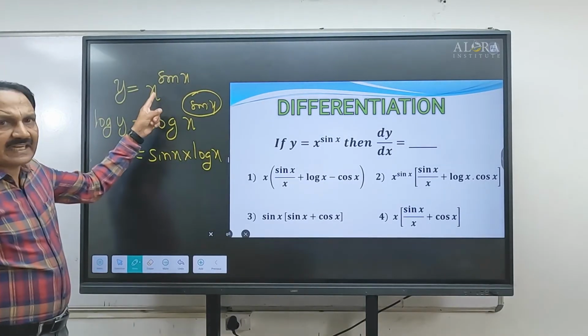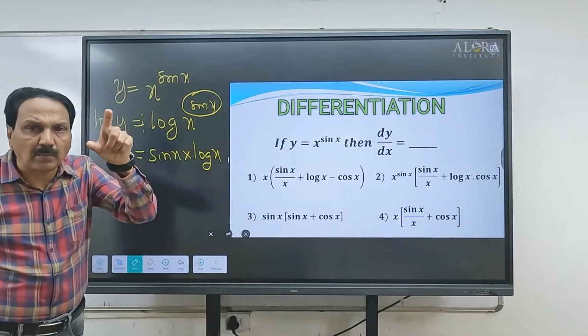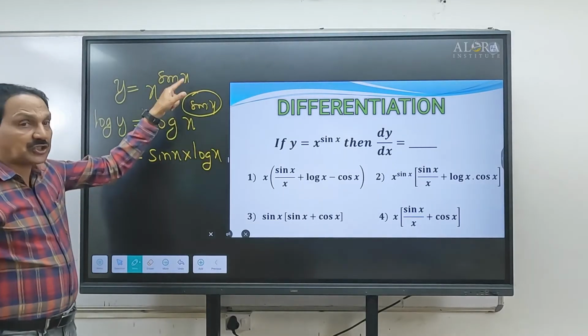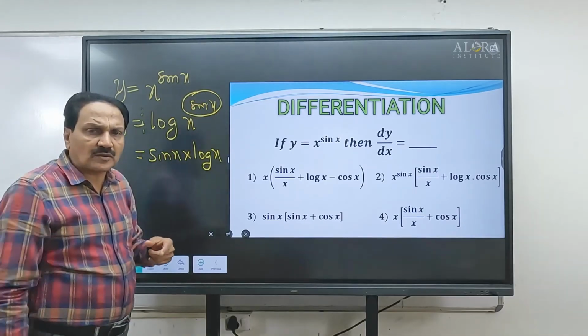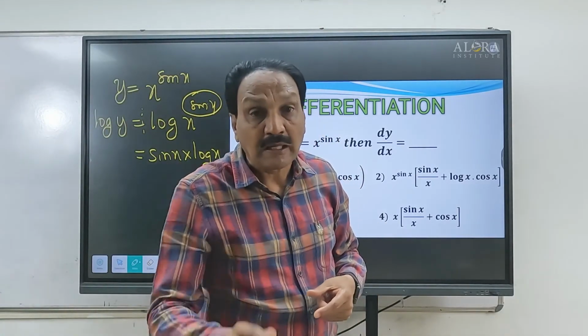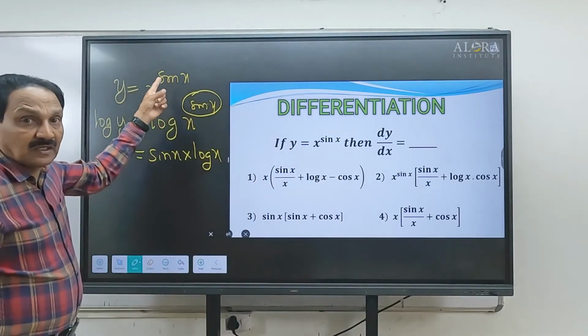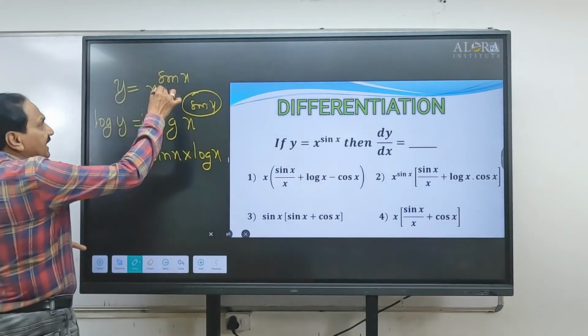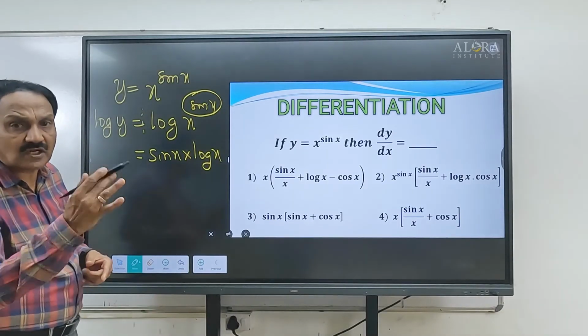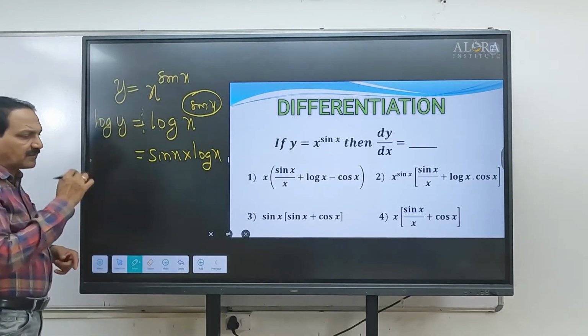You can differentiate directly only when the index is a number, not a function. Suppose it is x square, x cube, x raised to 10, directly make use of the standard result: x raised to n equals n into x raised to n minus 1, but not for the functions here. If it is in the index form and the index is again another function, maybe a function of x or maybe a function of y, then you have to go for logarithmic differentiation.